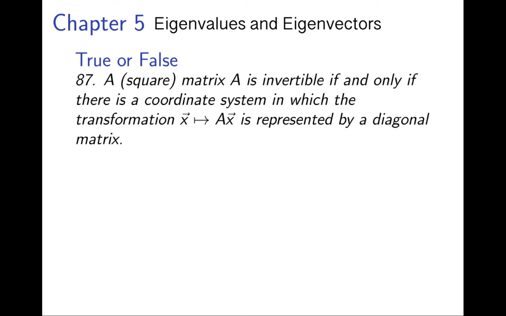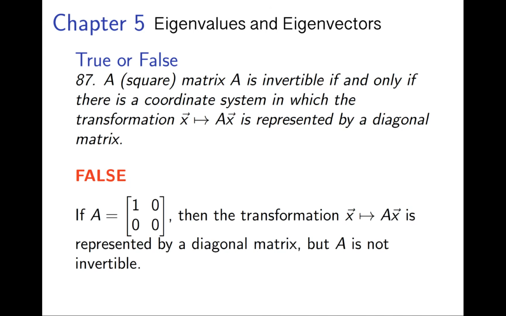Number 87. A square matrix A is invertible if and only if there is a coordinate system in which the transformation x to Ax is represented by a diagonal matrix. And this is false. If we take A to be the matrix [1, 0; 0, 1], well, A is a diagonal matrix, so the transformation that sends x to Ax is represented by a diagonal matrix, but A is not invertible.